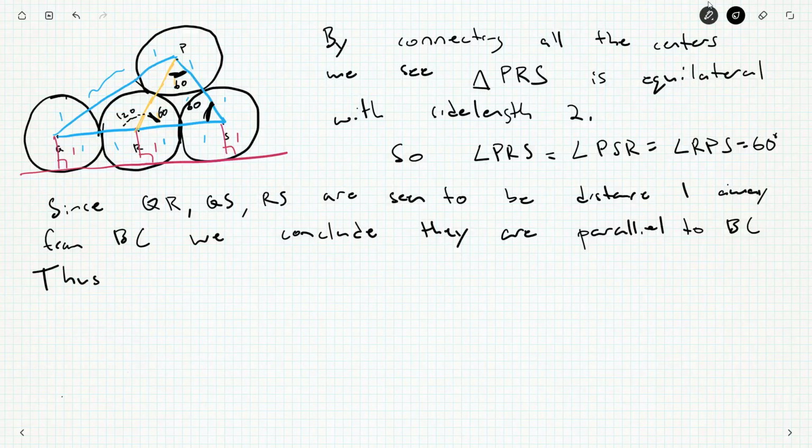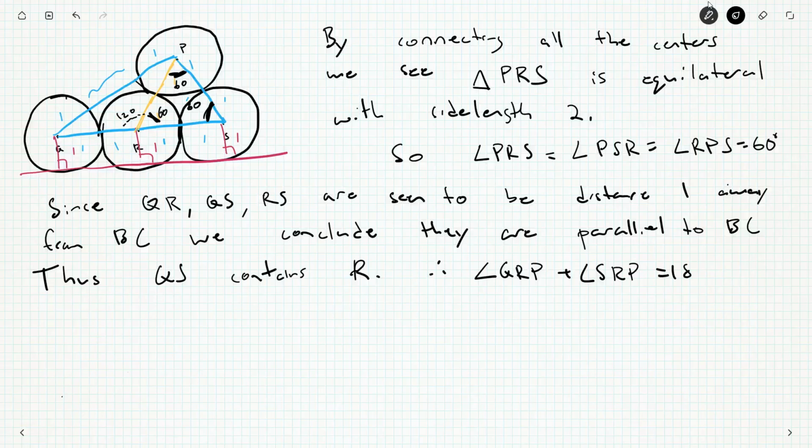From this, we can conclude QS contains R. Therefore, QRP plus SRP is 180 degrees. And that tells me QRP is 120 degrees. Because I know SRP, it's this one right here. First one there. So we get 120.